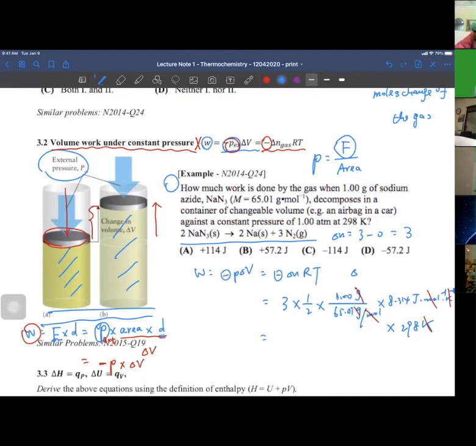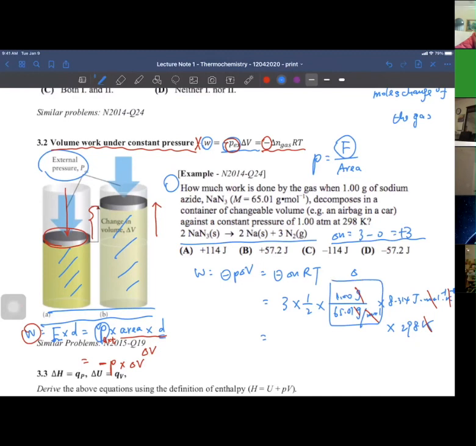This is not an easy question. There are a few points you need to pay attention to. First, we can calculate the delta n to be +3. This is pretty straightforward, right? But you still need to calculate how many moles of gas are produced, because the delta n should be the increase of the moles of the gas, right? So this is why I have this calculation.